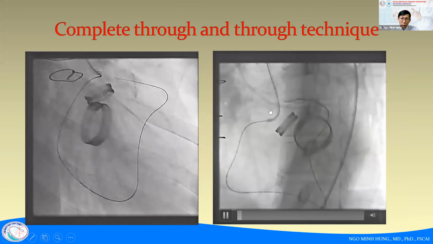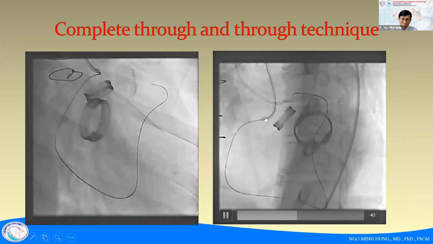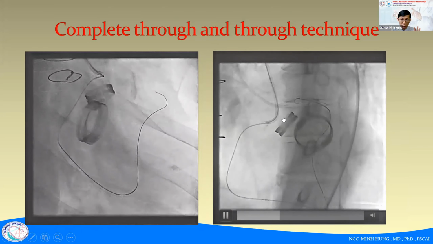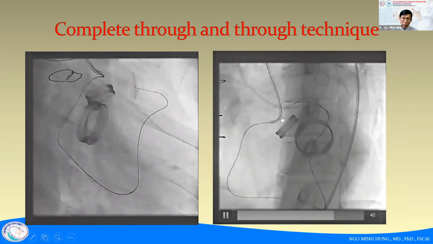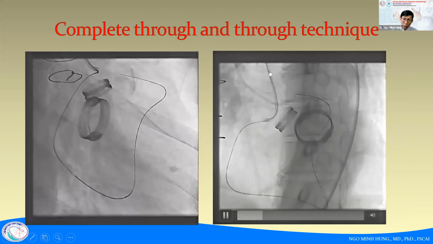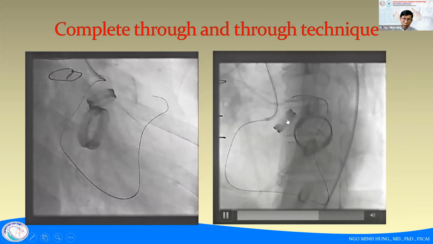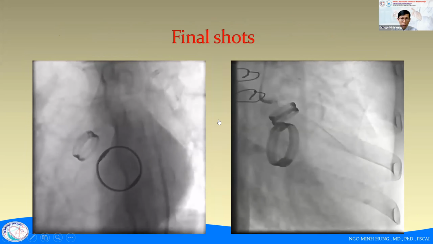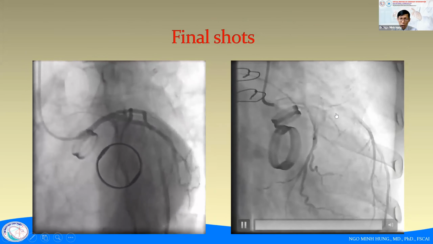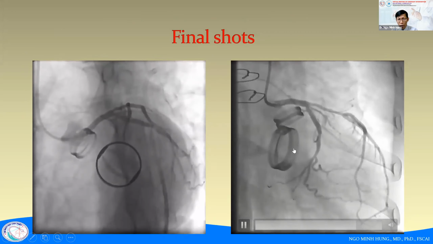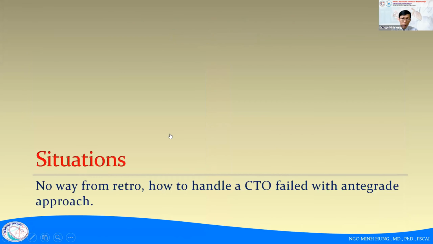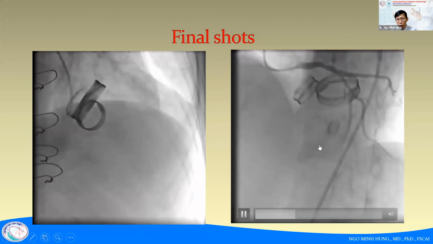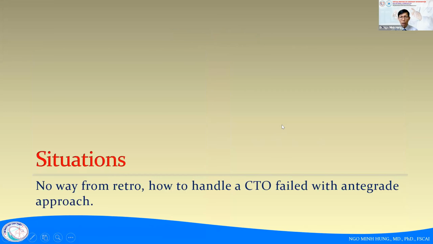We know that the JR catheter is not strong enough, not enough backup, but we don't have any other choice because if we use the AL, it's sitting on the valve again. So we have to use the AMPLATZ guiding catheter and stay away from the valve. Finally, we successfully opened the CTO, and this is the result. You can see here this is the left main, this is the LAD and circumflex. The final shot is quite good for the patient, and the patient had no symptoms after that.